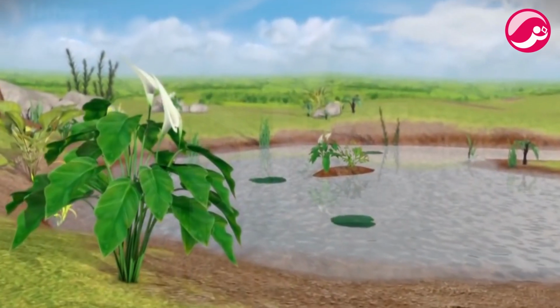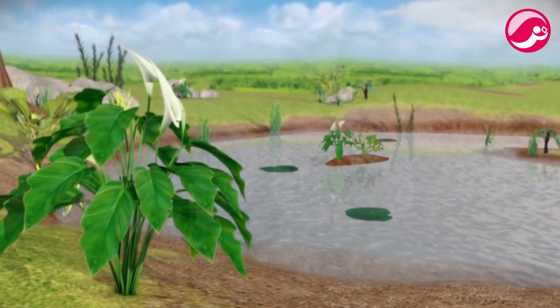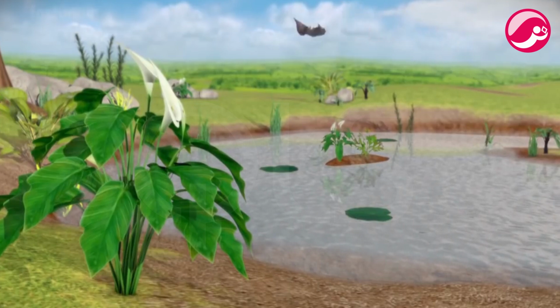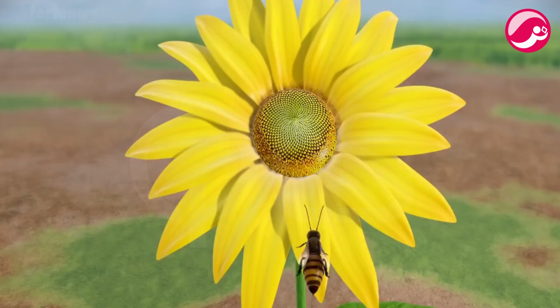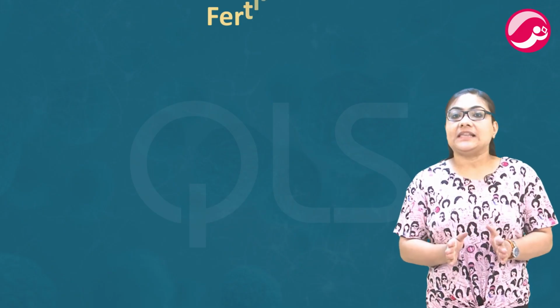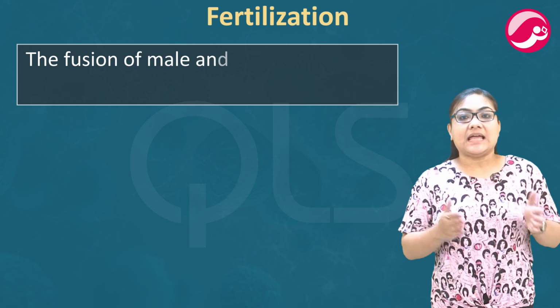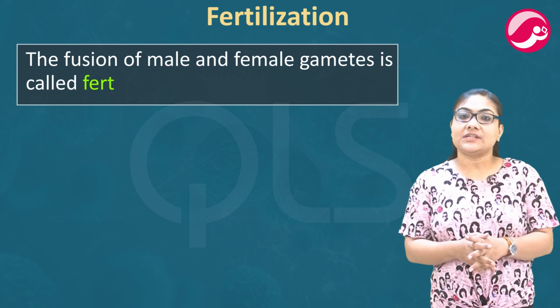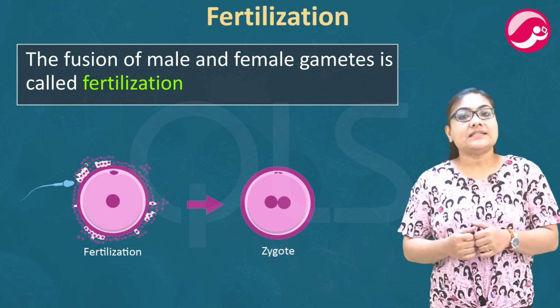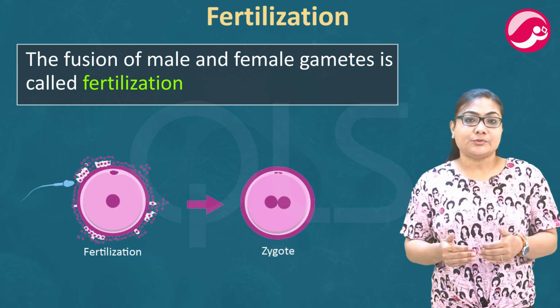Now, many agents help in cross-pollination. For example, insects, animals, air, water, these are all the agents for pollination. Insects are the main pollinators for plant kingdom. Next step is fertilization. Now, the fusion of male and female gametes is called as fertilization. That is the fusion of pollen and egg. Fertilization takes place inside the female reproductive part.